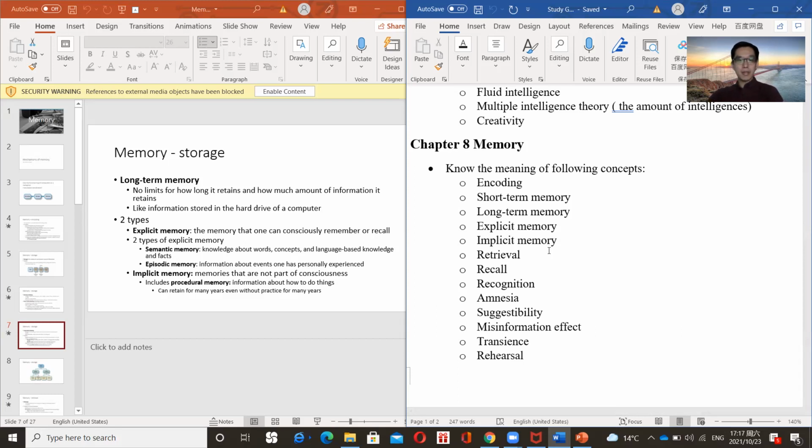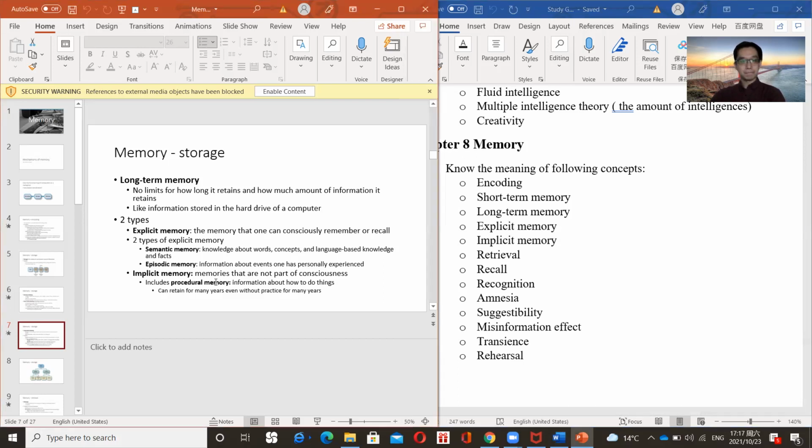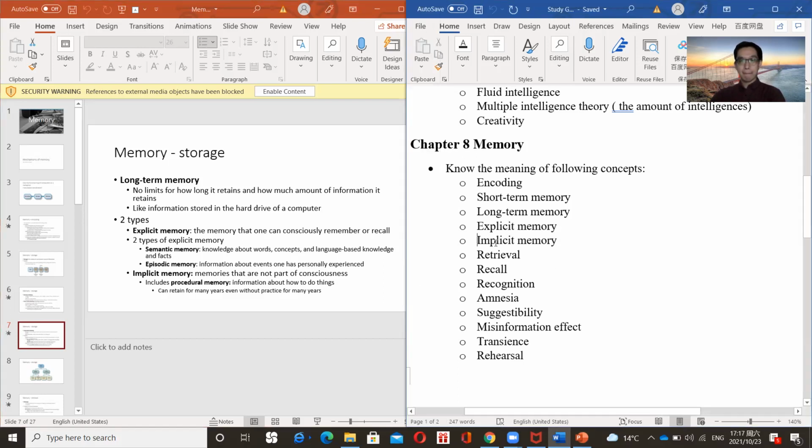Some memory cannot be recalled or remembered. That is outside of our consciousness. We cannot retrieve it. That is called implicit memory. That kind of memory system is working, but we cannot consciously know that kind of memory.